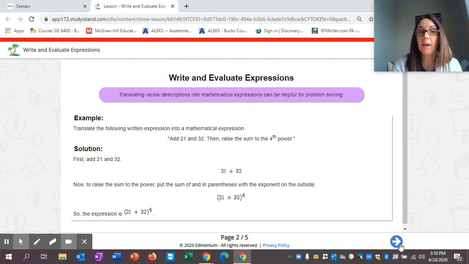Okay. Write and evaluate expressions. Translating verbal descriptions into mathematical expressions can be helpful for problem solving. So, if you're given the phrase, add 21 and 32, then raise the sum to the fourth power, first add 21 and 32. Now raise the sum to the power. Put the sum of 21 and 32 in parentheses with the exponent on the outside. So the expression is 21 plus 32 raised to the fourth power.